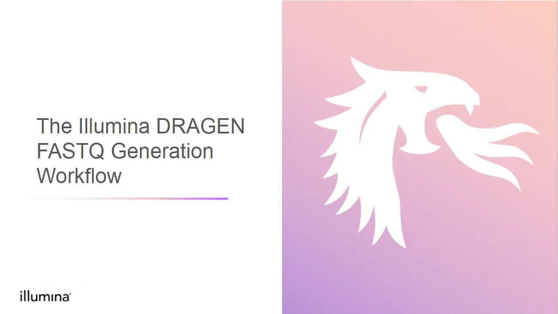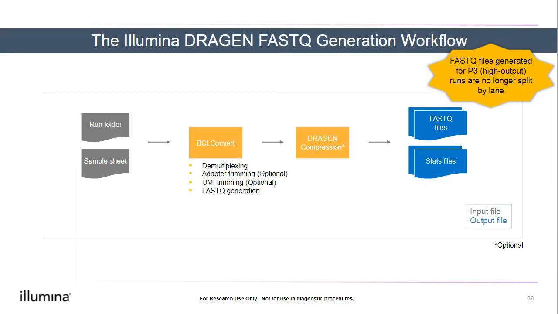So now that we understand where to find our output from the NextSeq 2K and what files are present, let's talk in detail about the DRAGEN pipeline. First, we'll start with the DRAGEN FASTQ generation workflow. As with all of our workflows, DRAGEN FASTQ generation will start with the input of the run folder and sample sheet. Then the BCL Convert software will generate the FASTQ files and FASTQ stats as output.